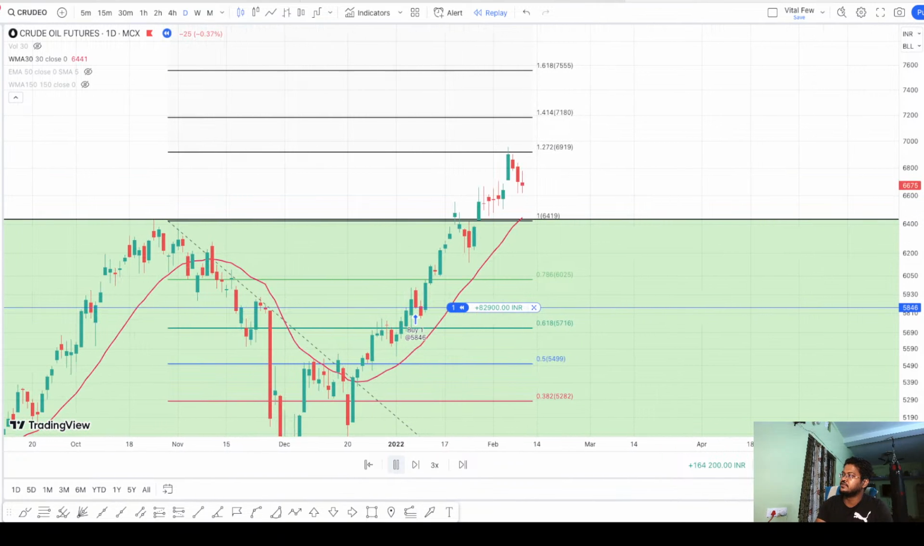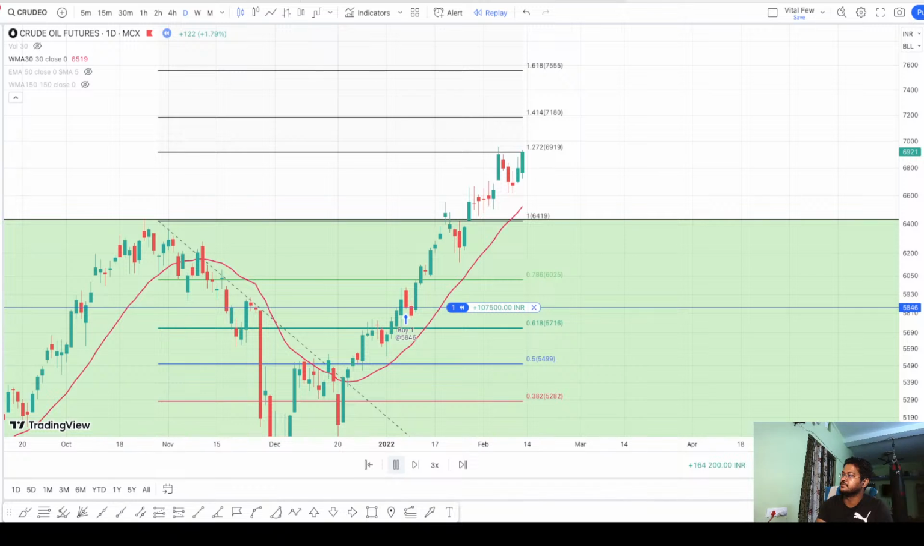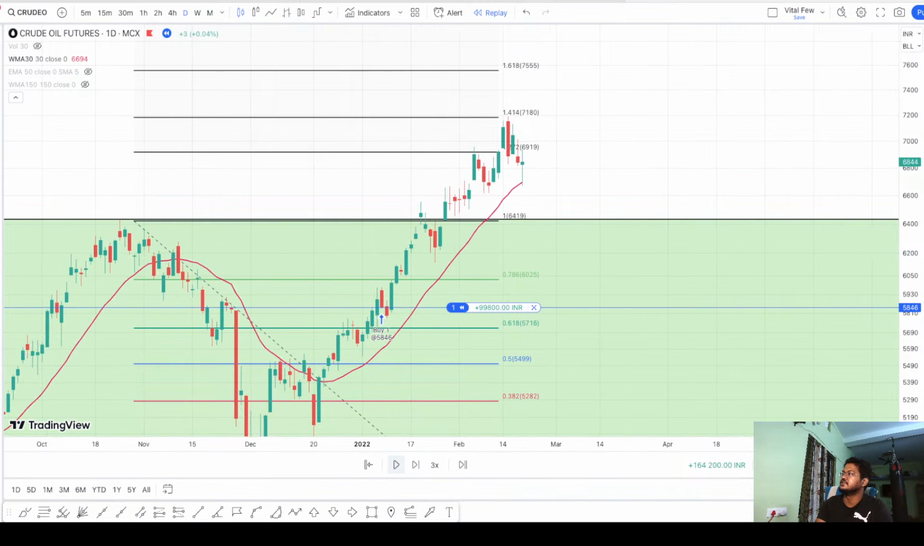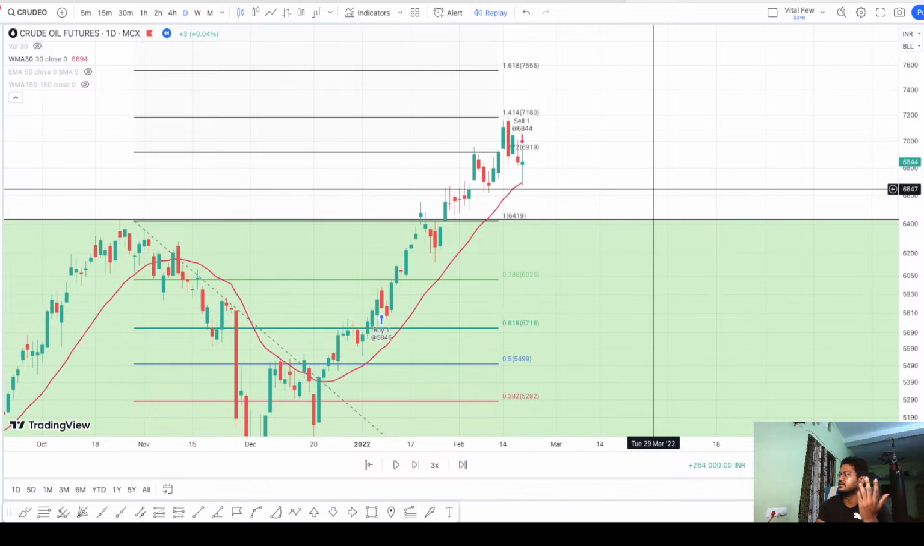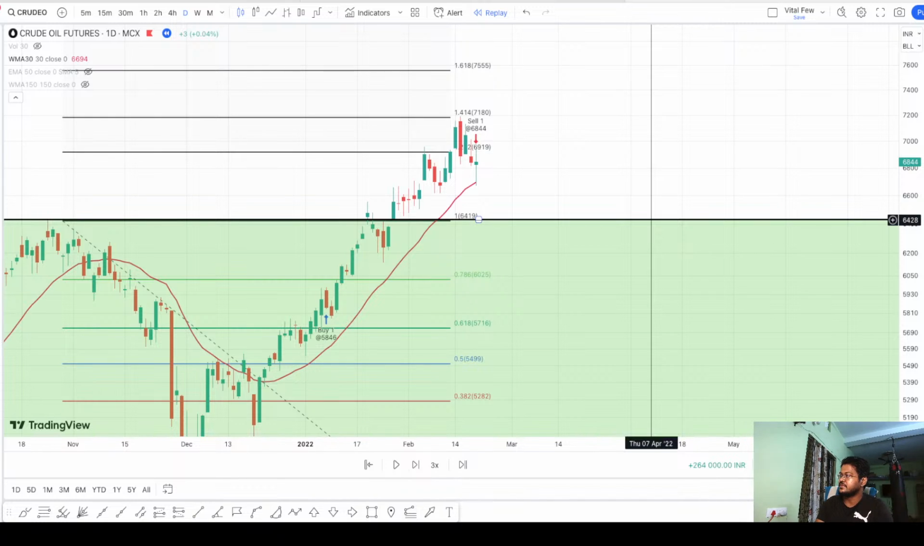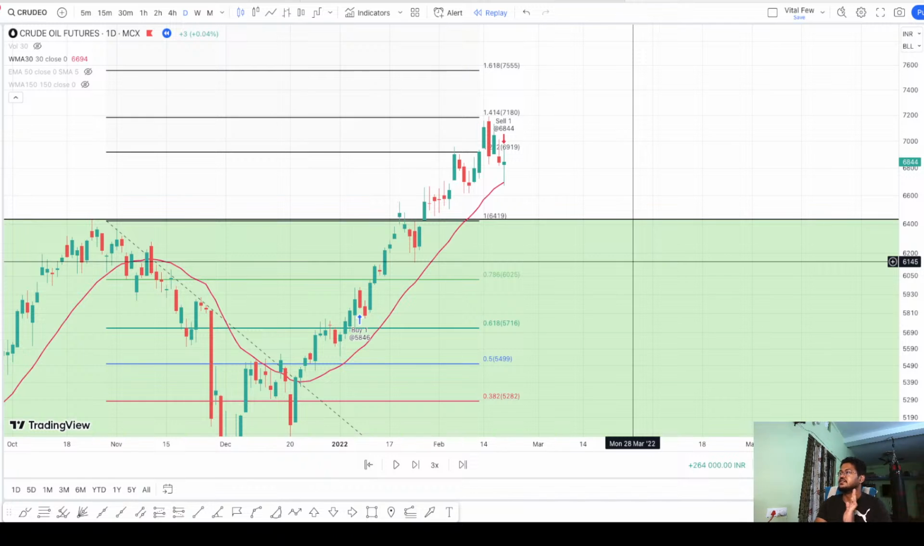It is staying way above its 30 period moving average, and it has hit the 1.414 target. Now I will close the trade. So it's done, and you can see how this strategy works.